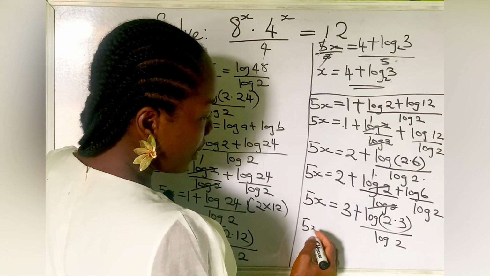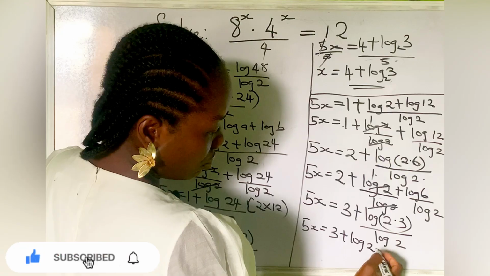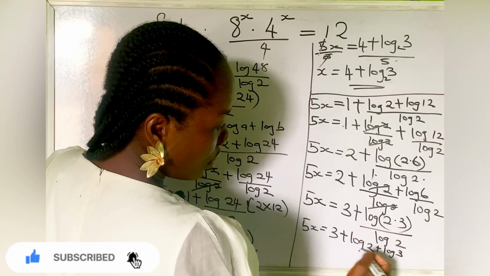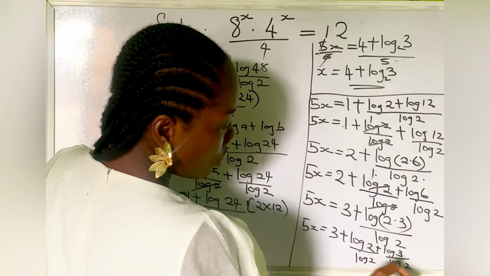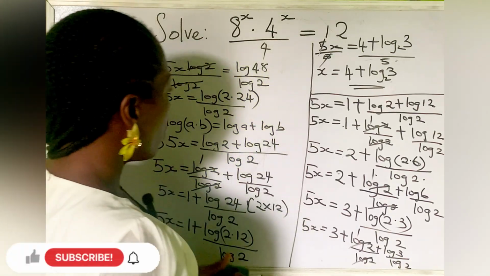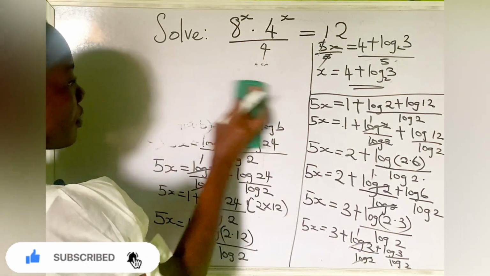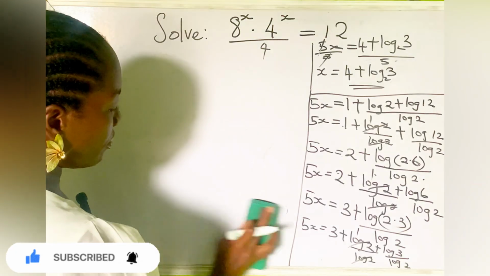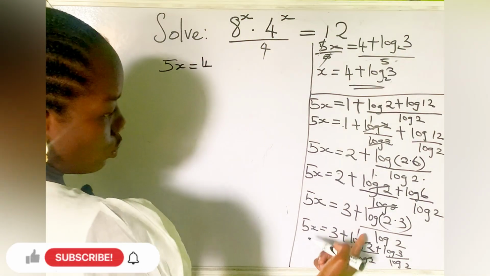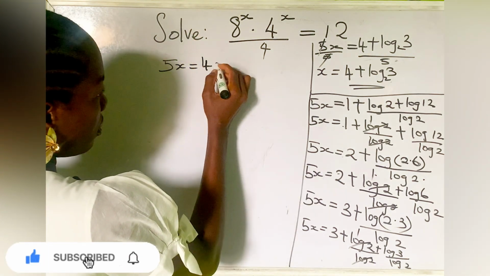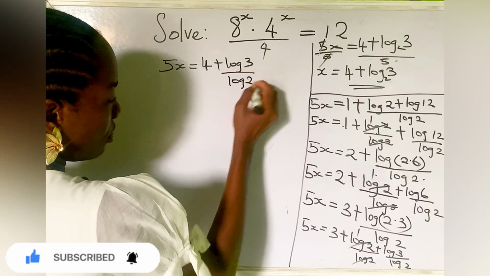So we have 5x is equal to 3 plus log 2 plus log 3 all over log 2. Log 2 cancels log 2, we have 1. So now we have 5x is equal to 4 plus, right? 5x is equal to 3 plus 1 will give us 4. 4 plus log 3 over log 2.